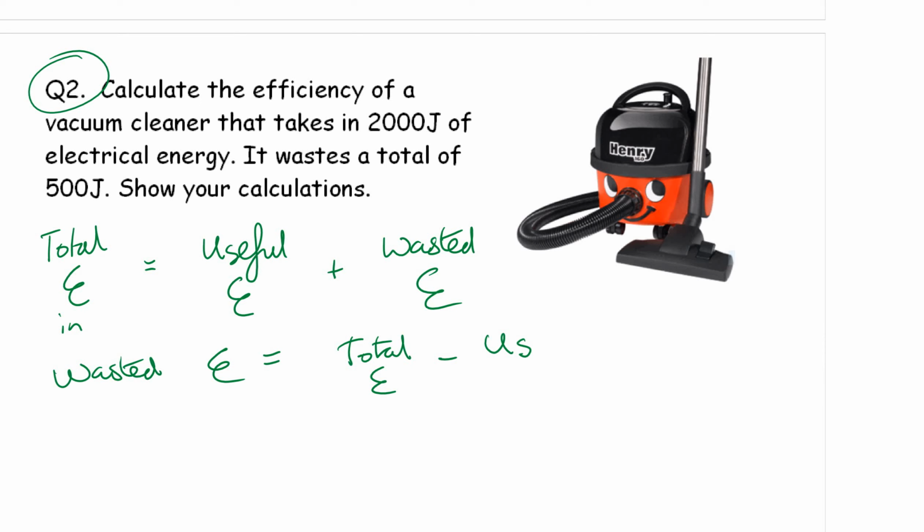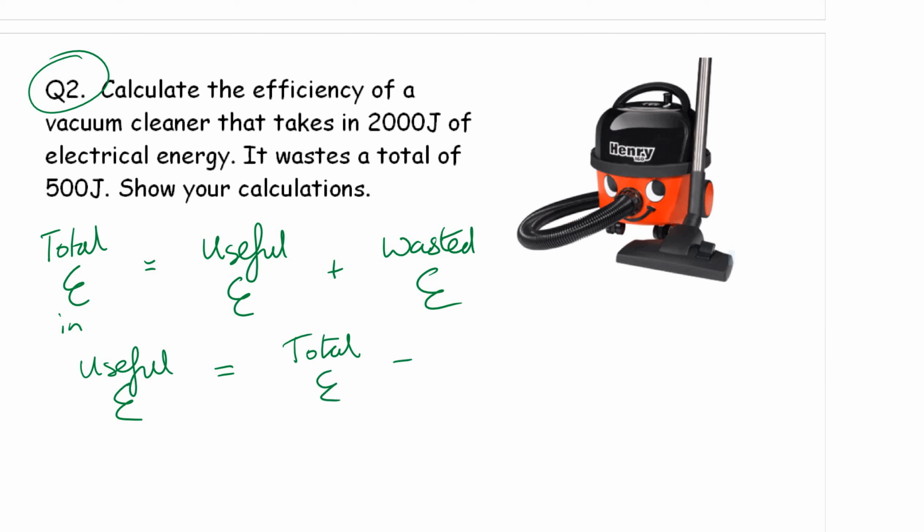Oh, my mistake. We are trying to work out the useful energy here. So the useful energy equals total, take away the wasted energy, and that equals the total energy in was 2,000, take away the wasted 500, means we've got a useful energy of 1,500 joules.